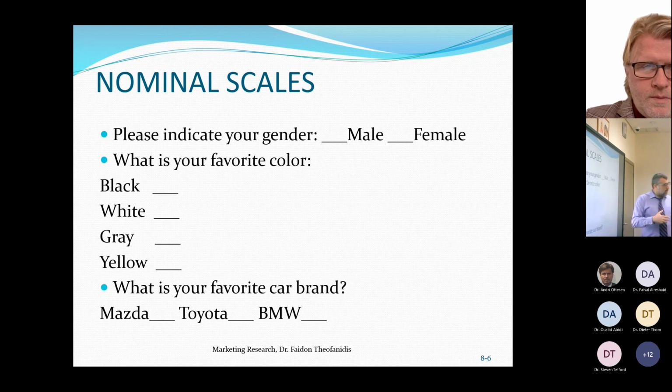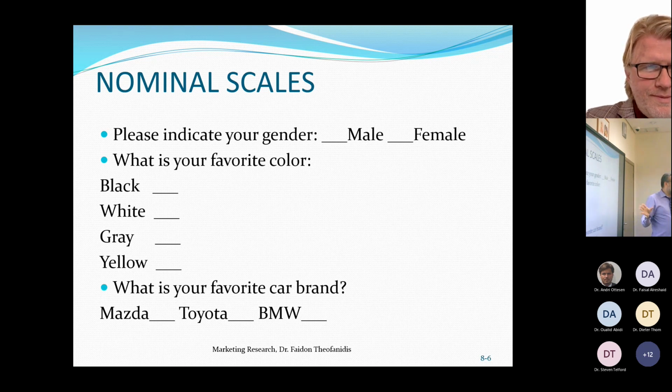Of course, when you will be coding, you will be allocating numbers, because in SPSS or Excel or any statistical program, you should input numbers, not words, for data analysis. So you could say male equals 1, female equals 2. But this does not mean that 2 men equal 1 woman, or the man is the first, and then the woman. No, it doesn't mean that.